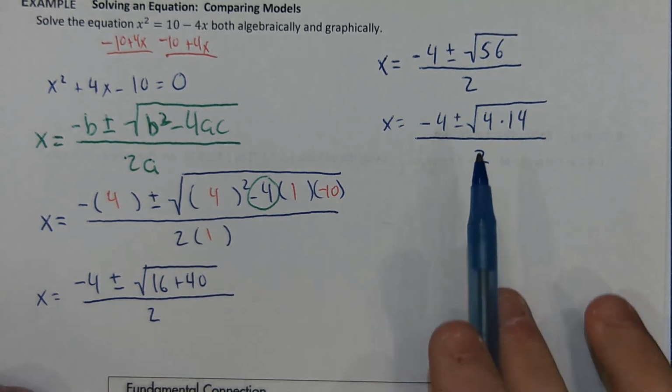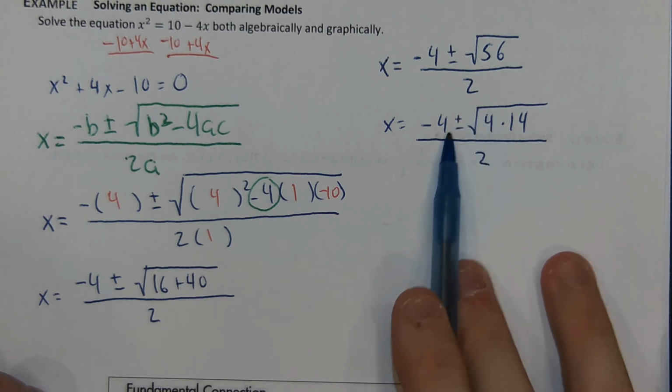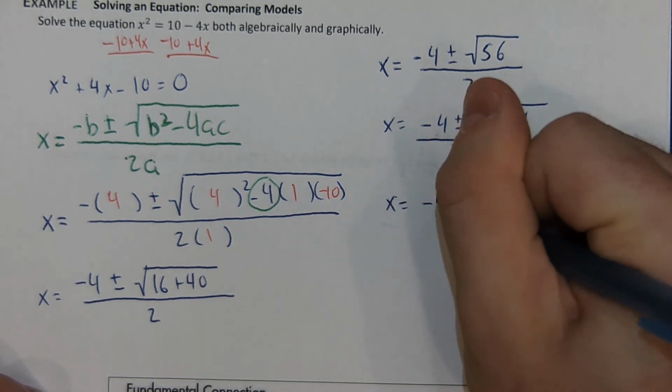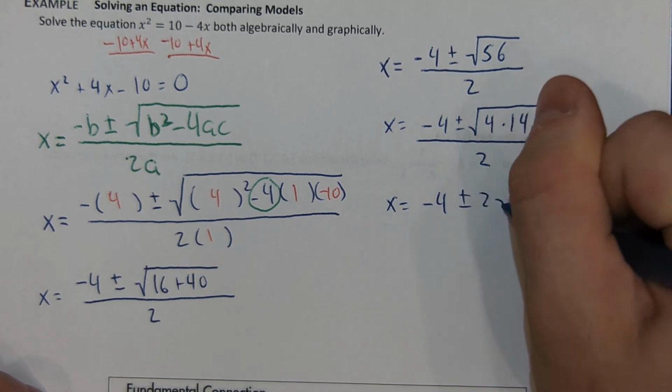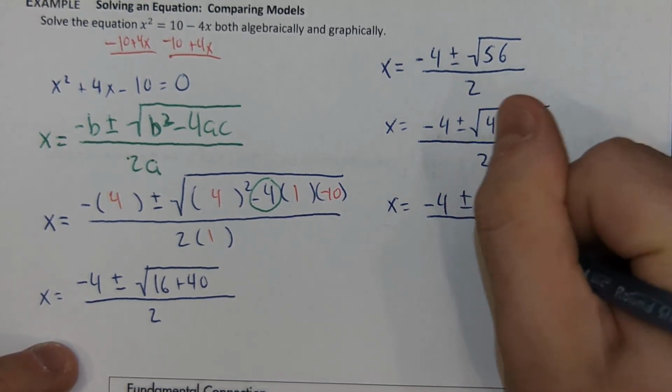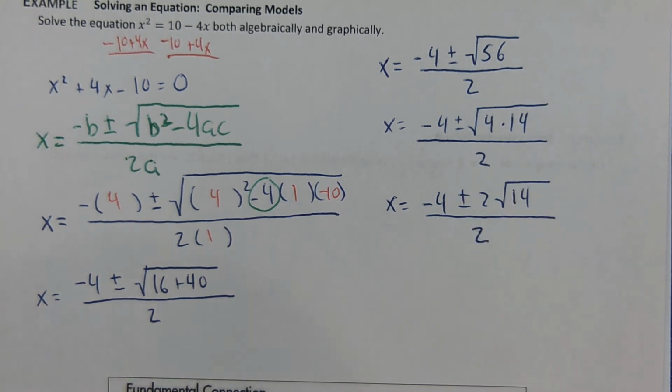And now, the square root of this 4 gets to come out. It's liberated because the square root of 4 is 2. And last step, figure out if you can reduce your fraction.